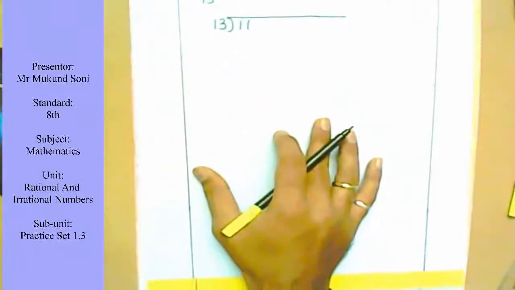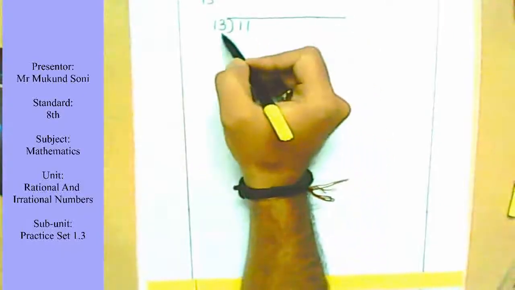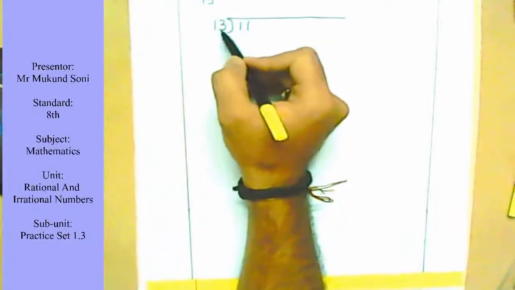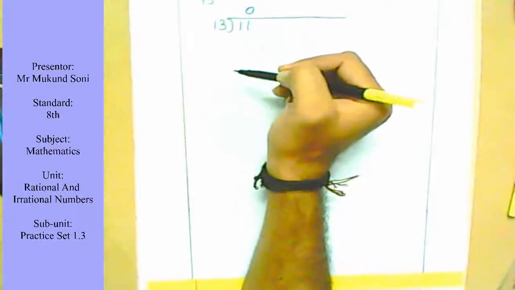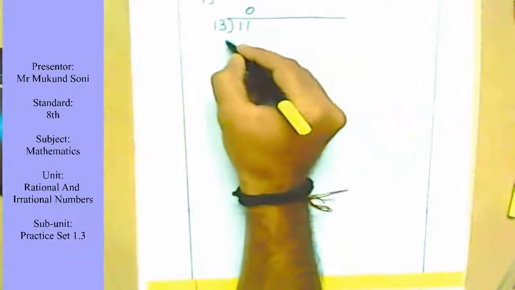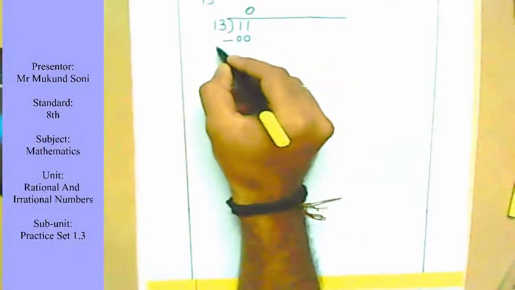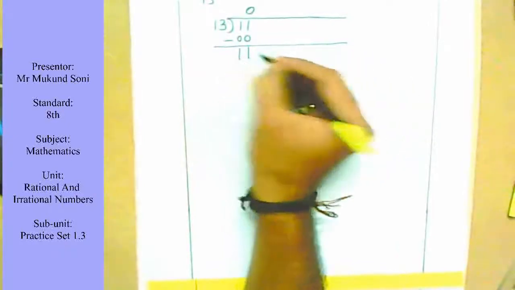Now let's move ahead. Let's divide 11 by 13, but as 11 is not a number in the table of 13, and 11 is less than 13, my division will begin with quotient as a 0. Subtract 0 from 11. 11 will remain as it is.